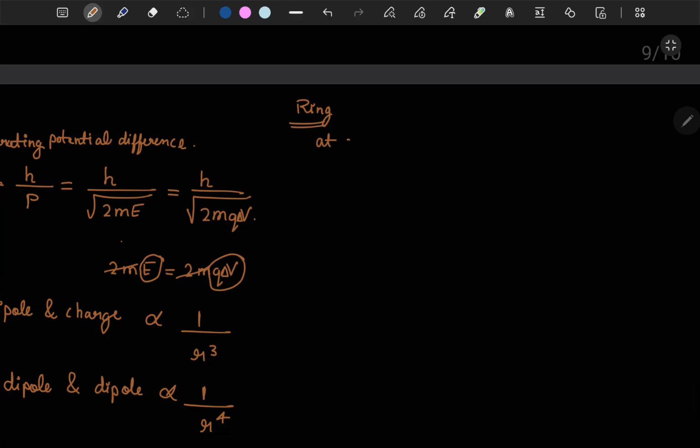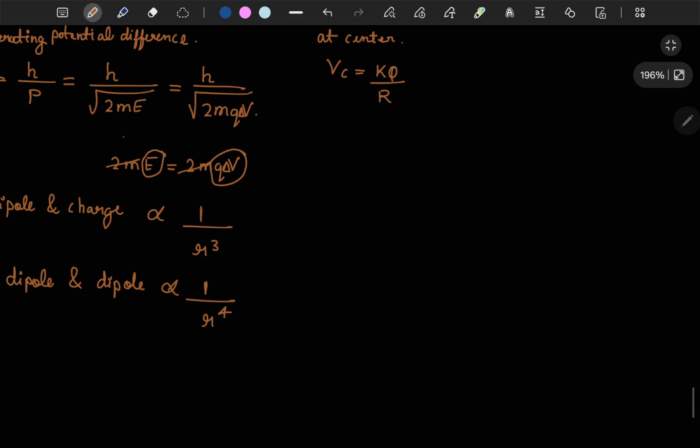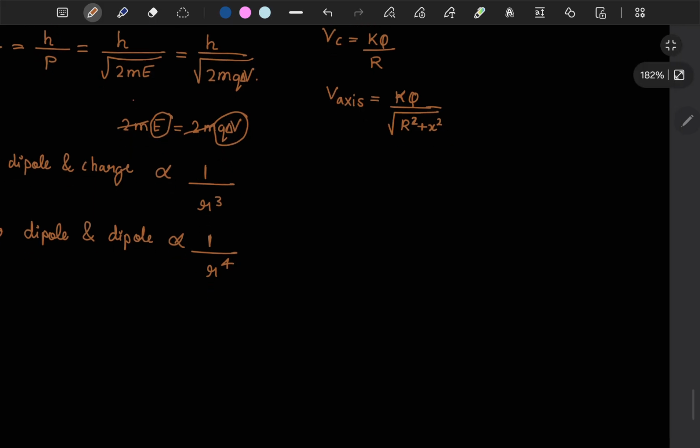In case of a ring at the center, the potential at the center is equal to kq by capital R. In all the three cases, the potential at the center was kq by capital R only. Potential at the axis of the ring: the ring has two axes, the x-axis and the y-axis, basically the axial point and the equatorial point. So it is kq upon under root R square plus x square. R is the radius and x is the distance between the point and the center.